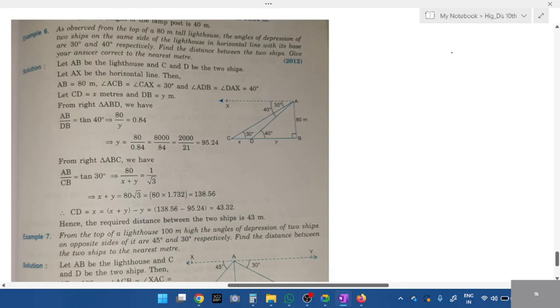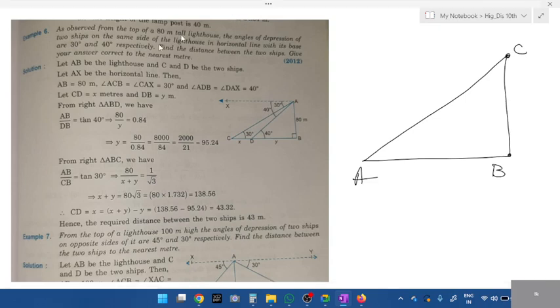See, as observed from the top of a 80-meter tall lighthouse. So what did I tell you all? Whenever you get heights and distance, first draw right angle triangle like this. First draw right angle triangle A, B, C. Which is a lighthouse here? Which one is straight? Which line is straight, students? DC. Okay, just ignore this. Ignore this diagram. In exam, they won't give. What if they give only the question?